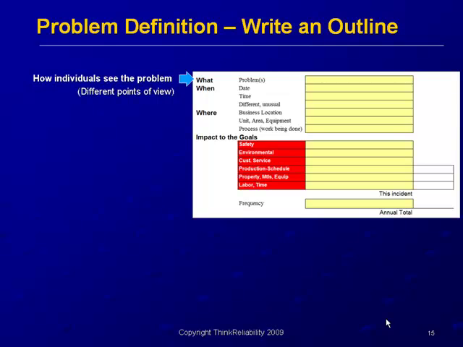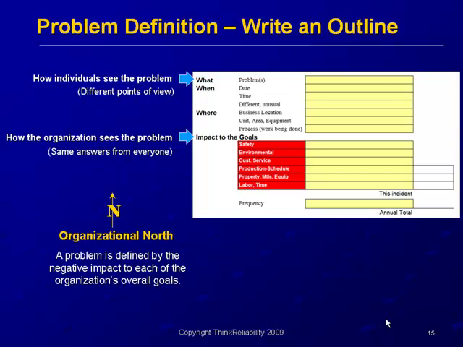The simple problem outline we use has 4 questions: what, when, where, and impact to the goals. The what question is how individuals see the problem. They have different points of view. The impact to the goals is how the organization sees the problem. It's the connector. It is organizational north. All problems in an organization should be defined by the negative impact on the organization's overall goals.